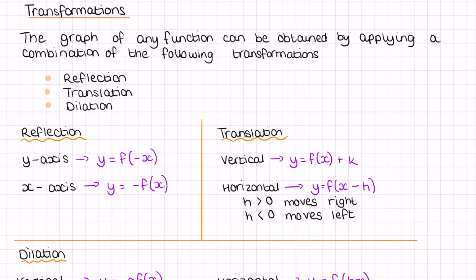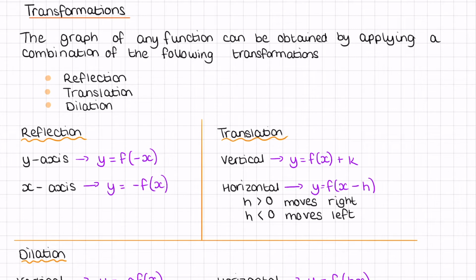Hi everyone, this video is on transformations. The graph of any function can be obtained by applying a combination of the following transformations: reflections, translations or dilations. To make a reflection happen, you can reflect about the y-axis or the x-axis. To reflect about the y-axis, you make the x in the function negative, and to reflect about the x-axis, you make the whole function negative.